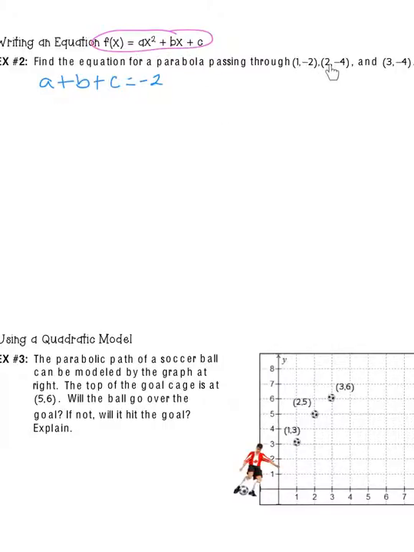This time I'm plugging in the 2 for each of my x's, and then -4 will go in here for my y. So 2 squared is 4 times a. 2 times b is 2b, plus c is equal to our y, which is -4. And then now I'm going to use this xy. And so 3 squared is 9 times a. 3 times b is 3b, plus c is equal to -4. So then this is our system.